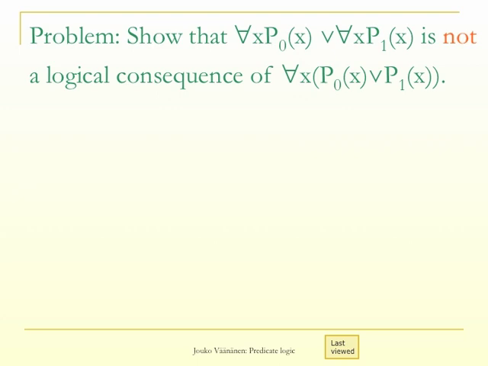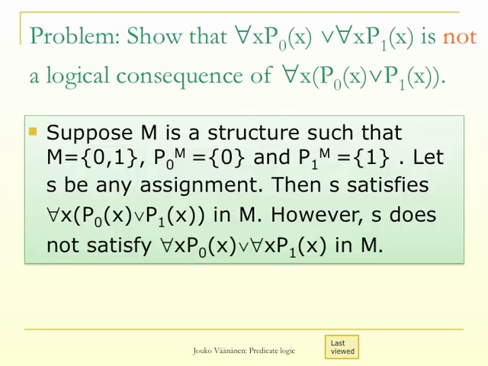Next problem. Show that ∀x p0x or ∀x p1x is not a logical consequence of ∀x(p0x or p1x). Solution. Suppose M is a structure such that the universe of M again consists of the two elements 0 and 1. P0 in M is the singleton {0} and P1 in M is the singleton {1}. Let s be any assignment.